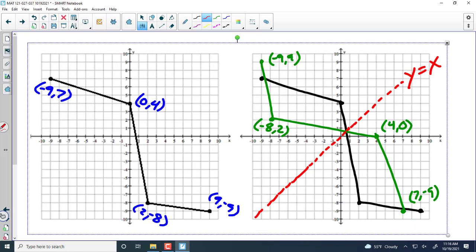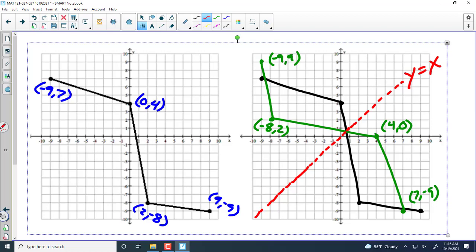So you're looking at your original function. It's got four labeled ordered pairs. You swap the order of those four ordered pairs to get four new ordered pairs. So (-9, 7) becomes (7, -9). (0, 4) becomes (4, 0). (2, -8) becomes (-8, 2). And (9, -9) becomes (-9, 9).